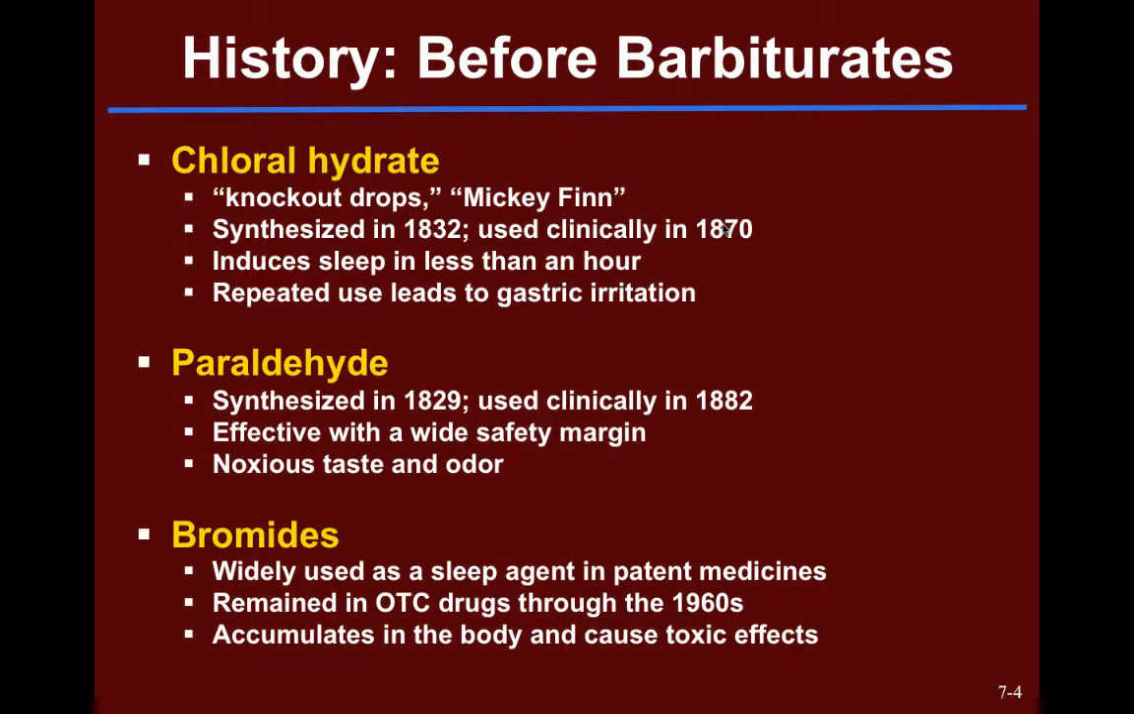And then paraldehyde, another drug that was used as a depressant during that same time period. It was relatively safe, but it was difficult to consume. It had a noxious taste and a bad smell that people really didn't like. And then bromides: when we talked about those patent medicines that people could manufacture in their backyard and sell for whatever they thought they would improve, bromides were a typical ingredient of those patent medicines. They remained in use in over-the-counter drugs here in the United States through the 1960s. But they definitely had some side effects which were concerning, including bioaccumulation and the possibility of toxic side effects. So clearly these weren't a very satisfactory group of choices.